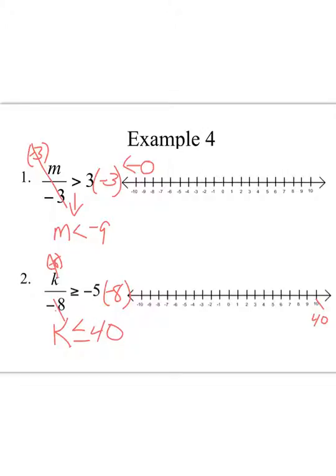So the 9 would be 39, 38, so on and so forth. If you're creating your own number line, you could just start at 30 and count to 50 or 35 to 45, whatever. But I just pulled a standard one down. So k is less than or equal to 40, so it's going to be a closed in dot because it is less than or equal to. And k is smaller than 40.